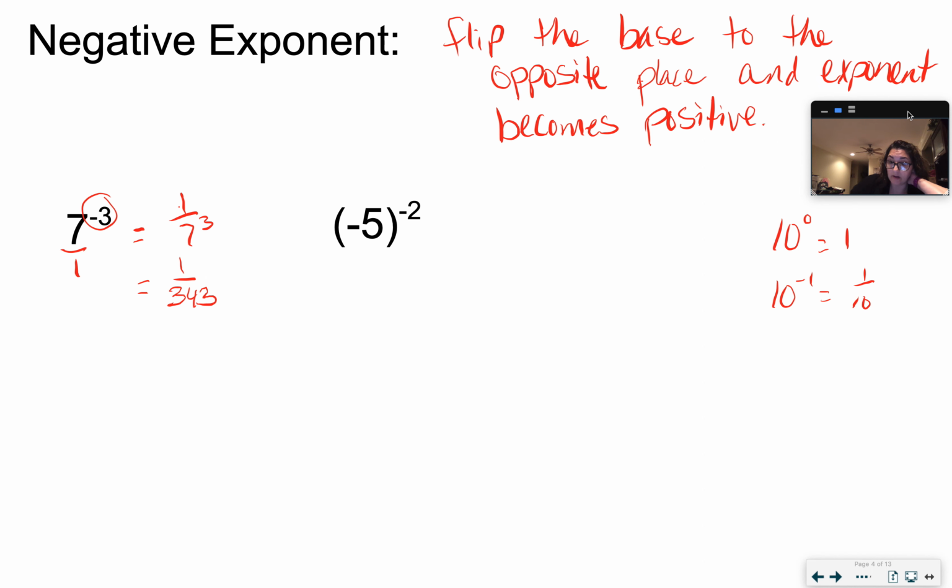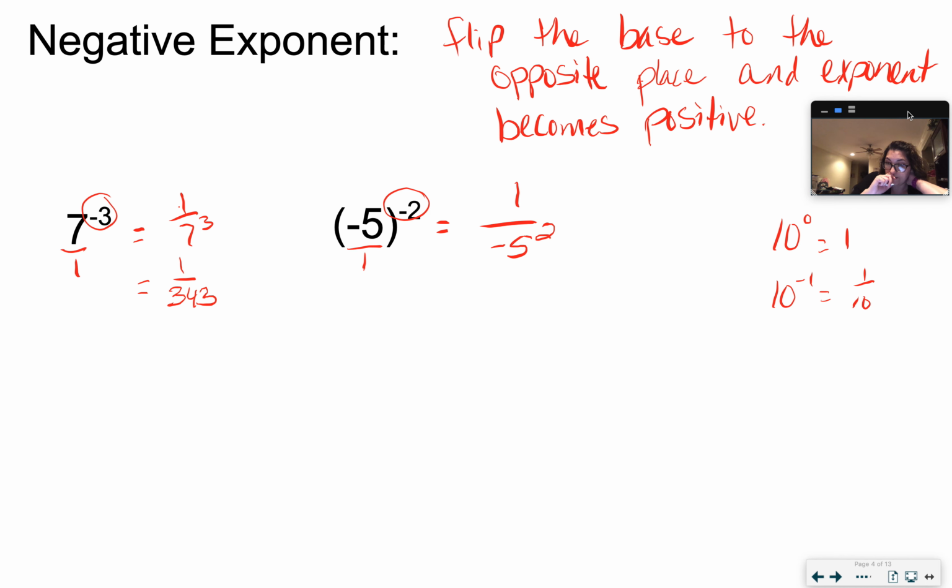On the second one here, I have negative 5 to the negative second power. So what's going to happen here is, because I have a negative exponent, I'm going to flip it. Negative 5 as a fraction is negative 5 over 1. So when I flip that, it becomes 1 over negative 5. And that exponent of negative 2 becomes a positive 2.